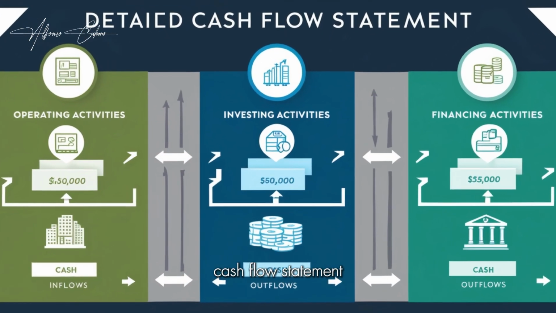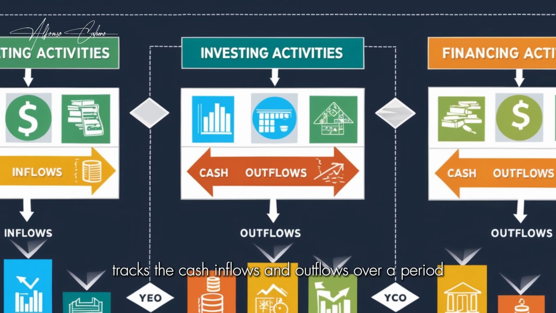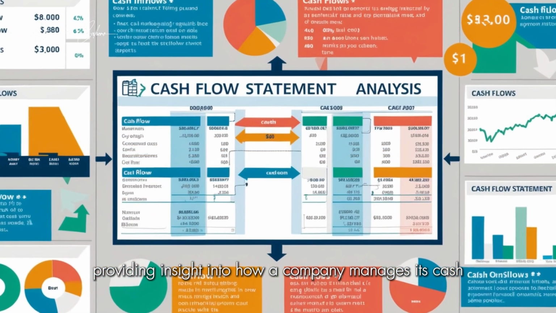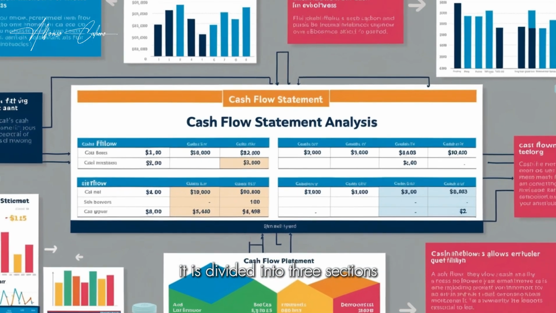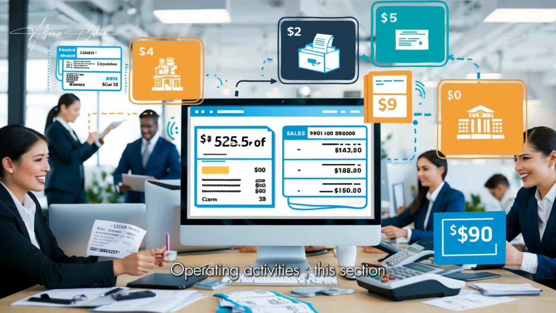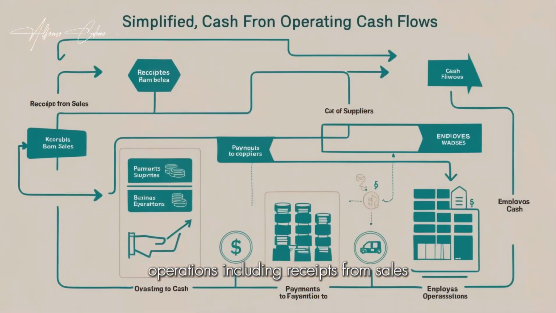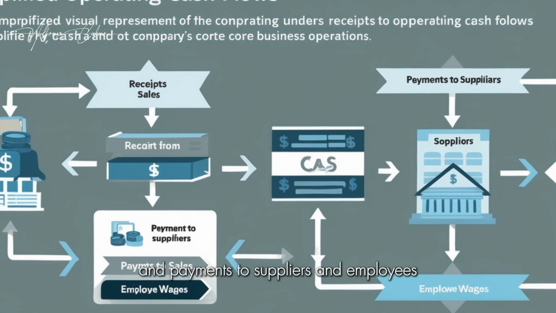Cash flow statement. The cash flow statement tracks the cash inflows and outflows over a period, providing insight into how a company manages its cash. It is divided into 3 sections. Operating activities. This section shows cash flows from the company's core business operations, including receipts from sales and payments to suppliers and employees.